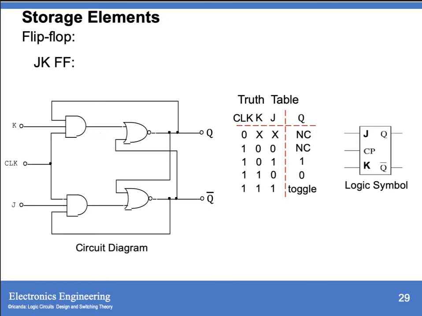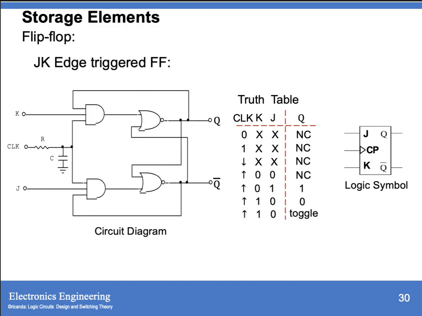And this is your logic symbol for your JK flip-flop for the edge triggered, so this is your edge triggered. That is, your output will change state only when the edge is going up. So they have the same truth table as your JK: for 0, 0, that is no change, 0, 1, that is 1, 1, 0, that is 0. If it is 1, 1, then we have a toggle.